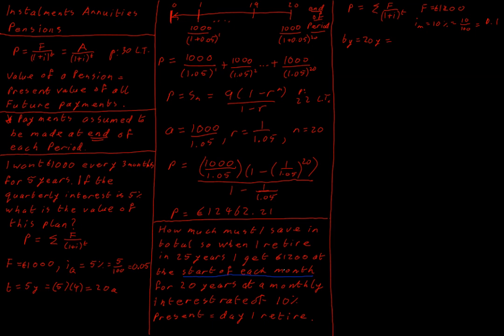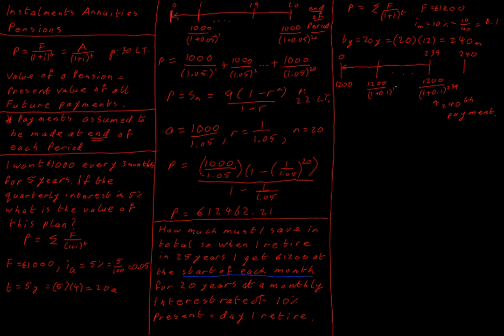I'm interested in monthly payments, so I need to convert this into months. I wouldn't bother converting this into years because I want to know about monthly payments. So that's going to be 20 years by 12 months in each year, which is 240 months. So I now have everything in the units that I want. So let's draw a picture.